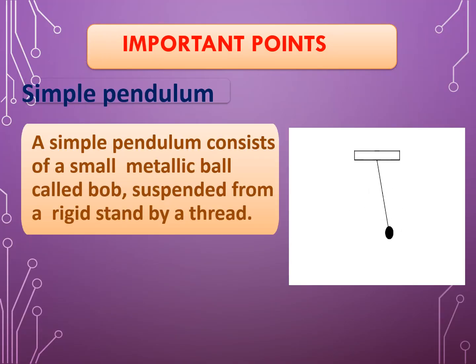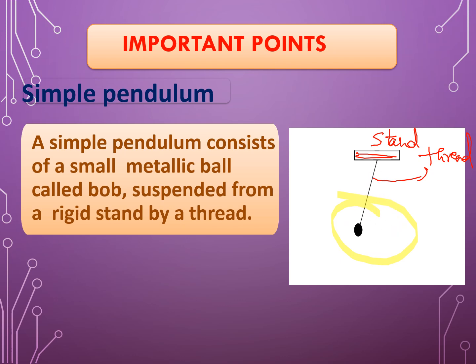Then what is a simple pendulum? Here, with the help of a live diagram, a simple pendulum is a small metallic ball, this one ball, known as the bob, suspended from a rigid stand. This is the stand. And a thread. This one is the thread, with the help of which the ball is hanging. So this type of arrangement is known as a simple pendulum.